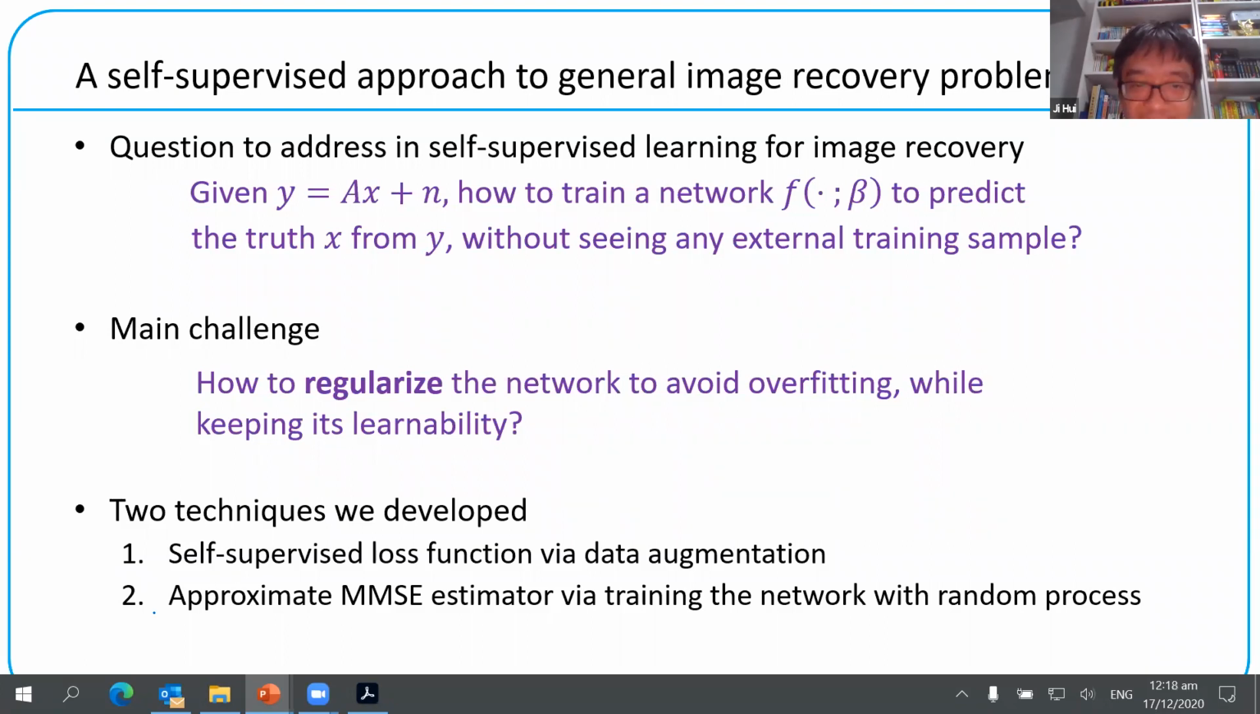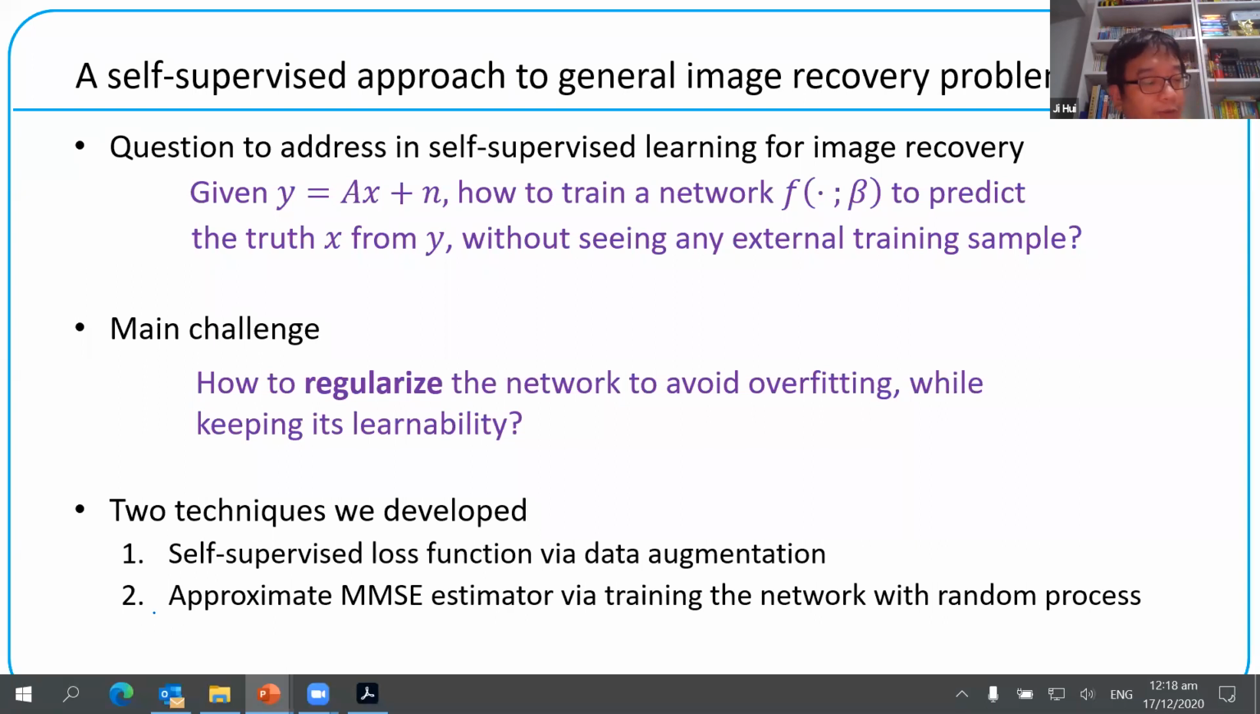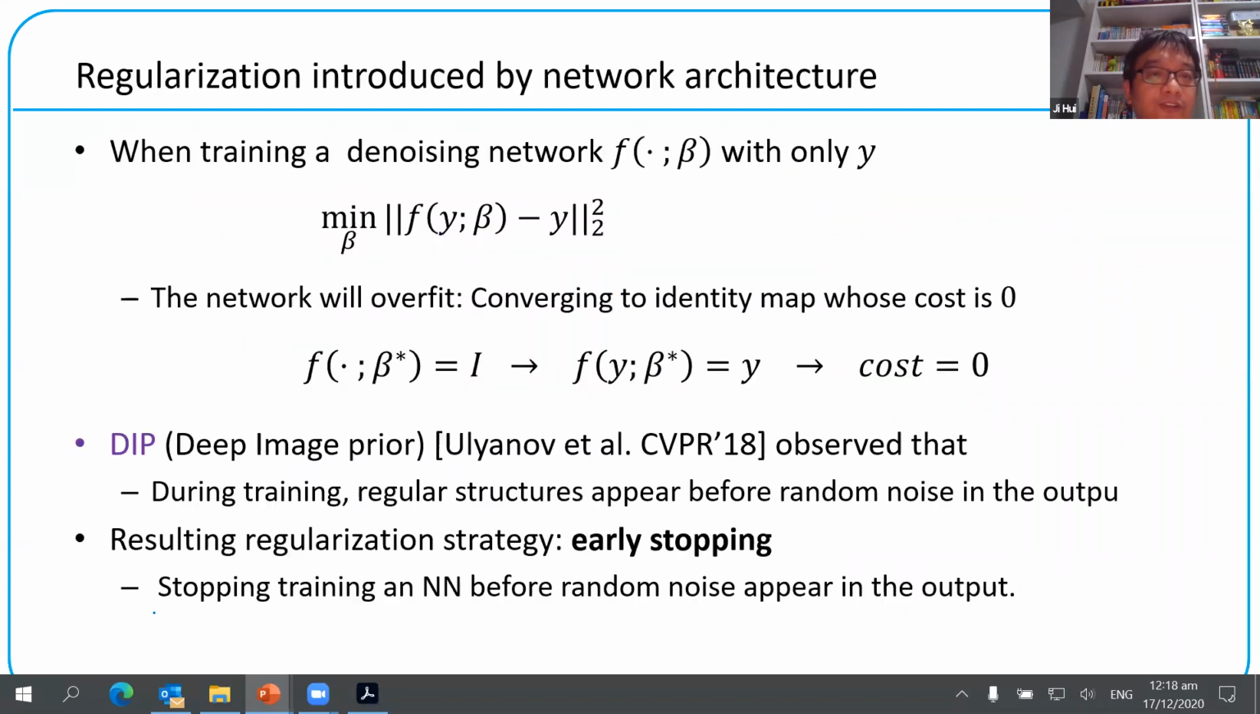And the challenge you're going to have is regularization. But this regularization is about how to regularize the network, because you don't want to regularize the prediction. You want to regularize the network so that it can avoid overfitting. But meanwhile, you don't give up the learnability of the network, okay? Here I will introduce two techniques we developed last year. One is how to do data augmentation to have a so-called self-supervised loss function. Another one is how to train a network with a random process to approximate an MMSE estimator, minimum mean square error estimator. This is the solution we provide to answer the question.